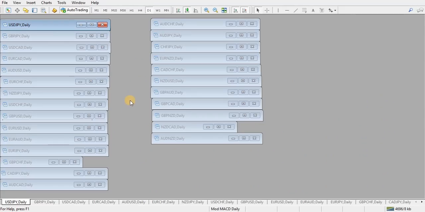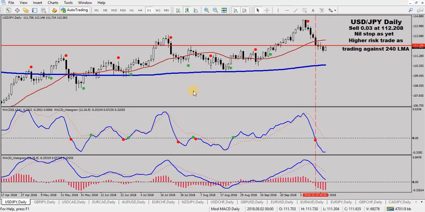The ModMACD, we'll rip through these a lot quicker because, as I said, this is a mechanical system. It's got straightforward rules. I'll explain a couple of them to you, but generally it's all the same. So this is the USD Japanese yen. We're in a sell here, and it's just come down a little bit, and today it's starting to pop up.